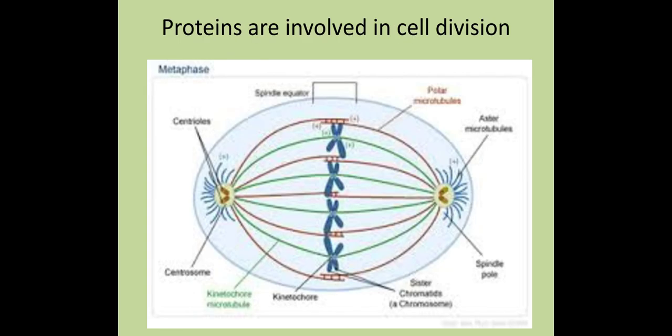Proteins are also involved in cell division. During cell division, the chromosomes of a cell are divided into two halves by pulling apart. This separation of chromosomes is done by spindle fibers, which are made up of proteins.